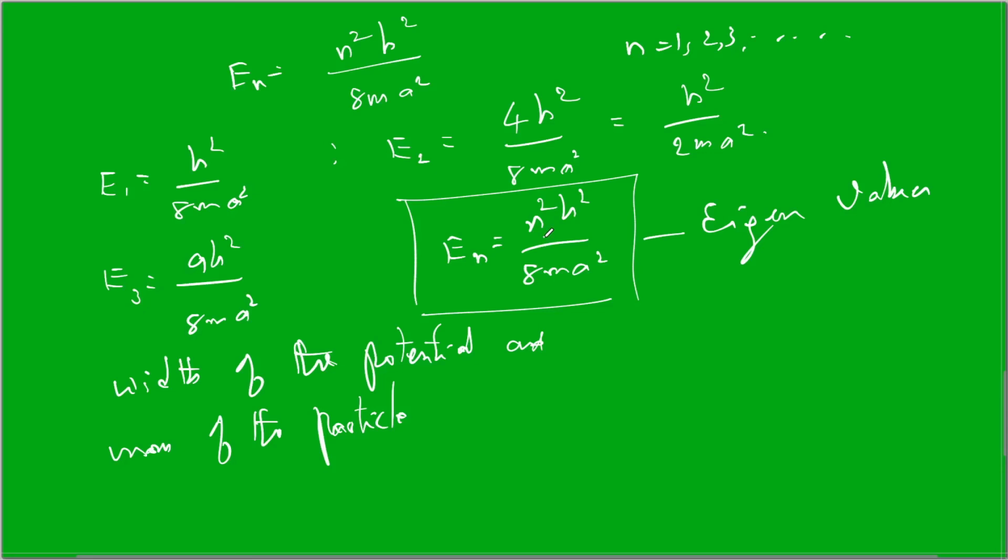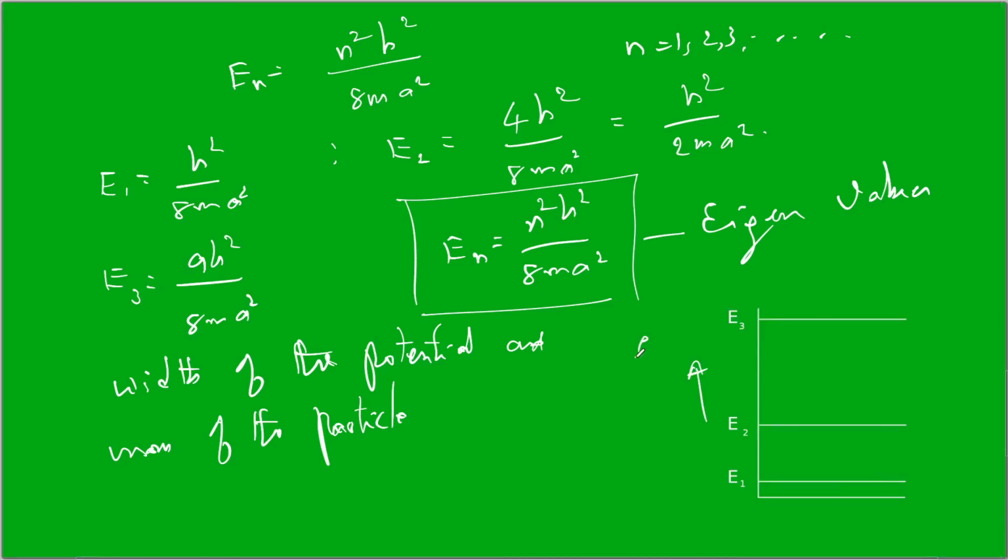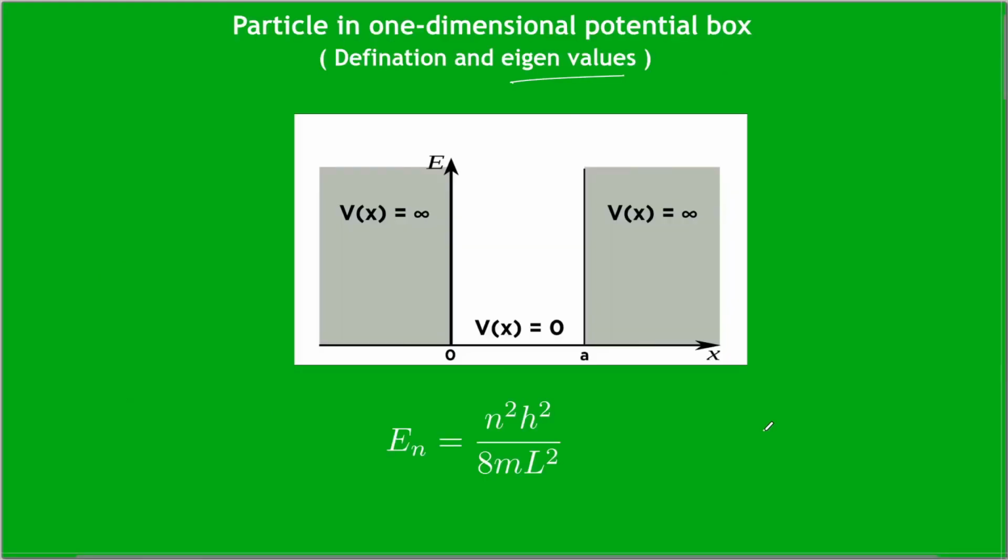If you try to plot the eigenvalues, one can get the eigenvalue spectrum as, we'll plot energy along the y direction. This is 0, and for E1, so much will be the energy. For E2, 4 times this much of energy. And for E3, it will be 9 times this much of energy. So this is what is called the eigenvalue spectrum.